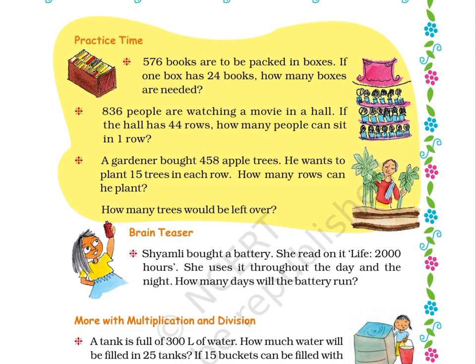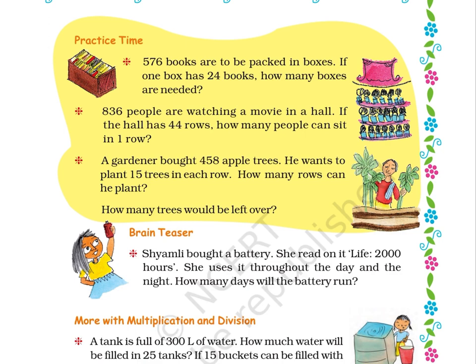A gardener bought 458 apple trees. He wants to plant 15 trees in each row. How many rows can he plant? How many trees would be left over?